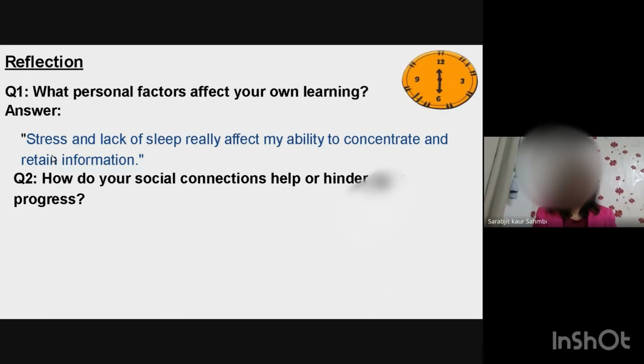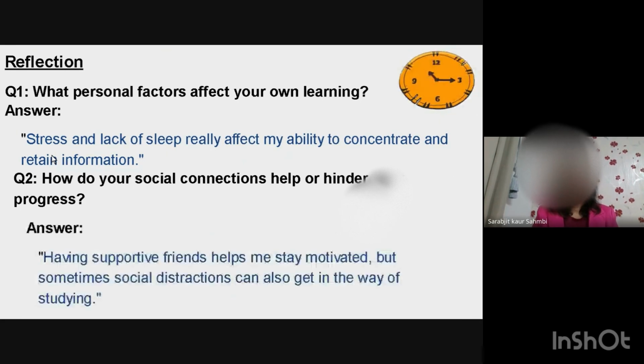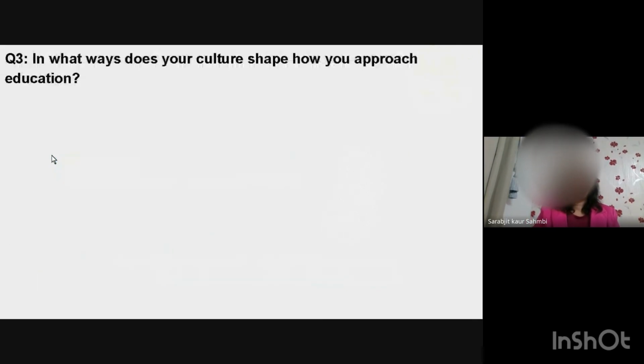Well said. Yes, correct. Here is an example: having supportive friends helps me stay motivated, but sometimes social distractions can also get in the way of studying, as Sudhanshu told. So your answer is reflected here. Right? Perfect. Let's see. All right.